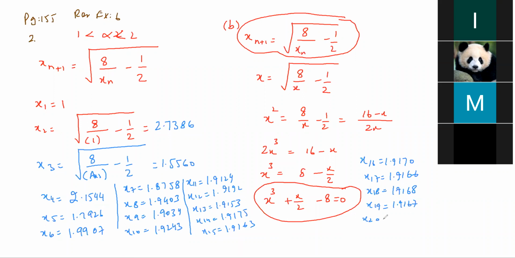Yeah, so this is 1.9167. Let me just do one more. Yeah, so this has now converged. So finally, putting the dots here, our x is 1.92. So this is where this iteration ends.